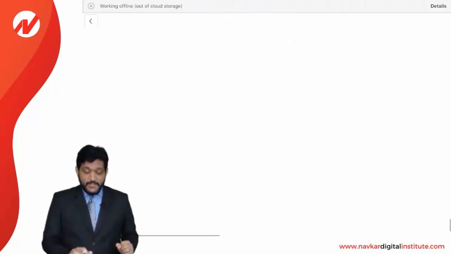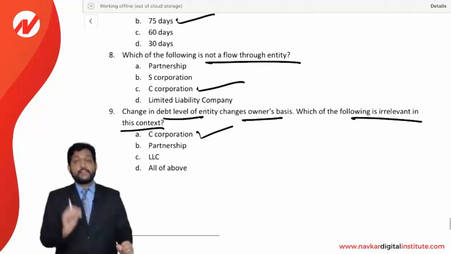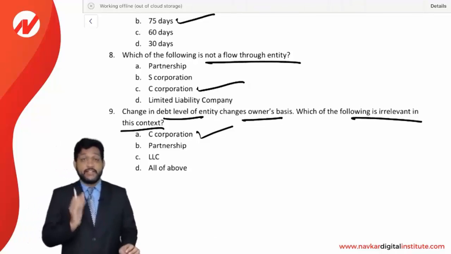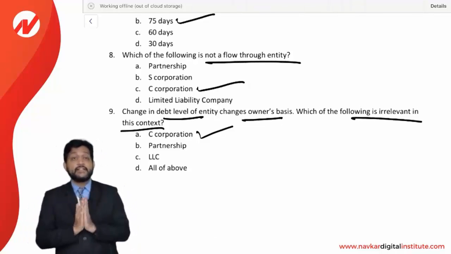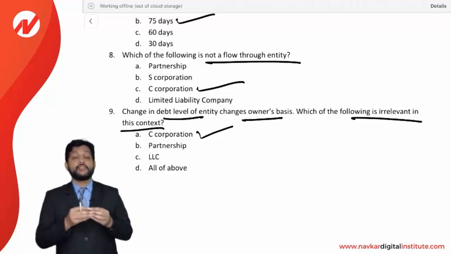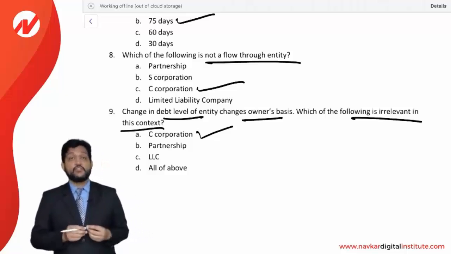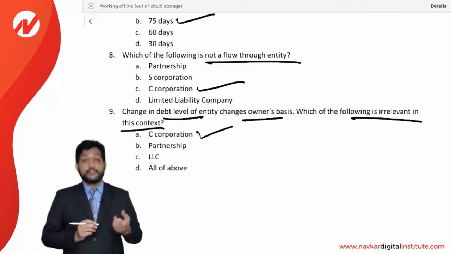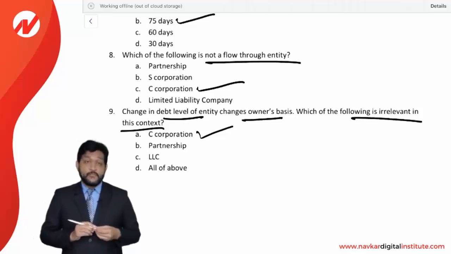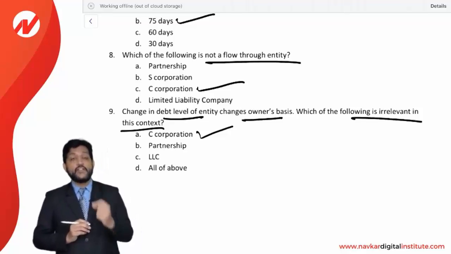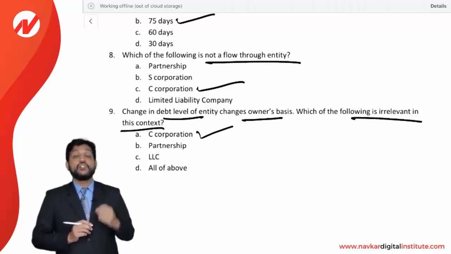So friends, these were the MCQs for chapter number 23 and it was the last chapter for entity taxation. We have completed the entity taxation discussion here. You need to see all the rules, all the chapters very clearly. You need to remember the rules for the purpose of examination. They are asking MCQs and test-based simulations. So you must go through the rules very clearly and very neatly so that you will be able to solve the MCQs very easily.